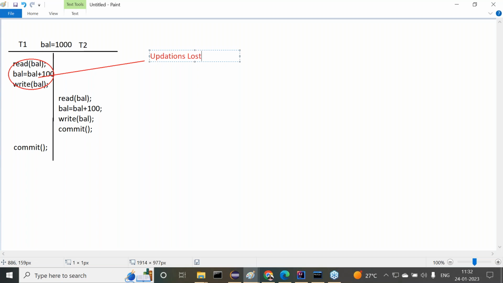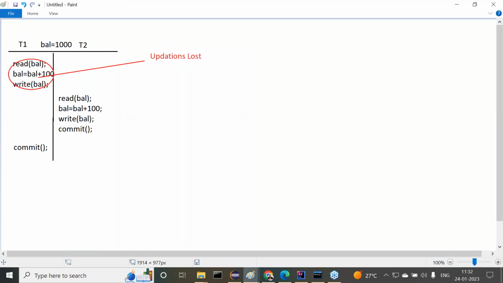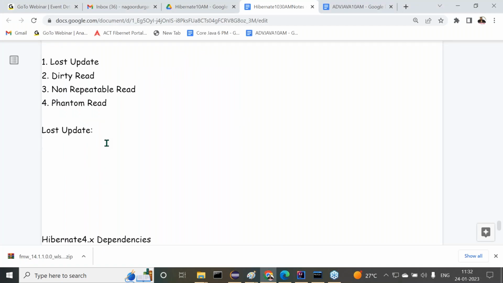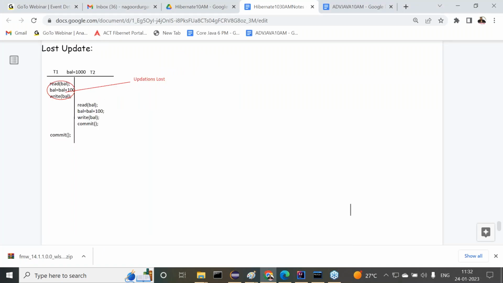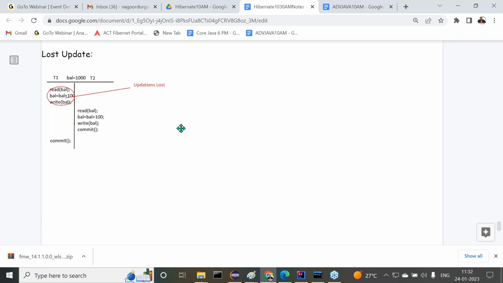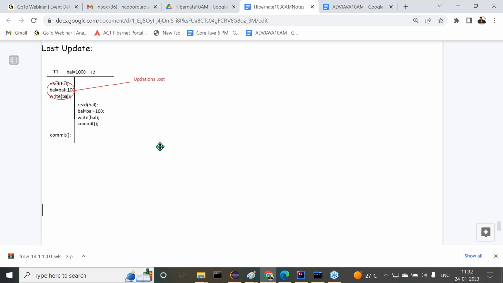Updates lost. That's it. This is exactly the meaning of the lost update problem. Understand it? Okay, fine. Now the next one is the dirty read problem.